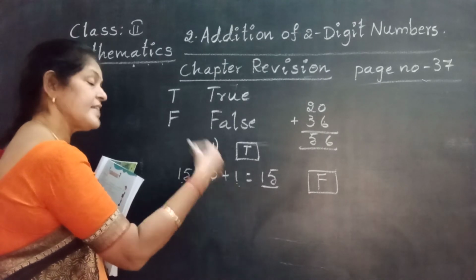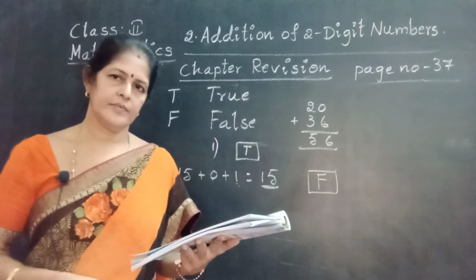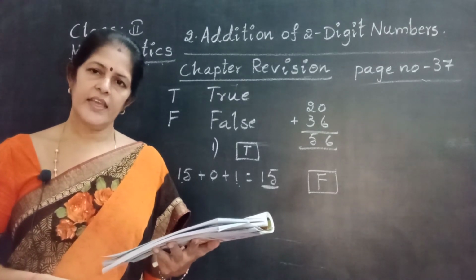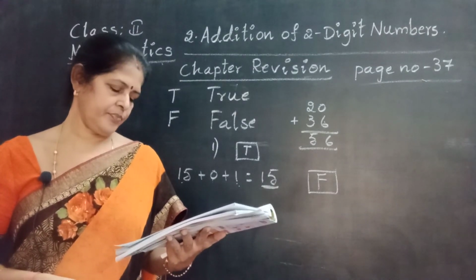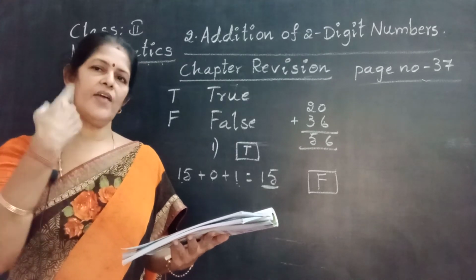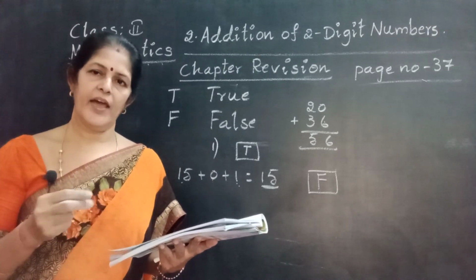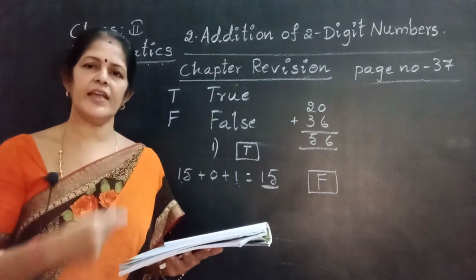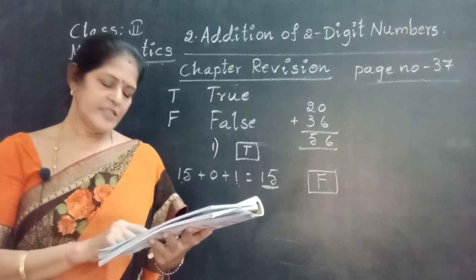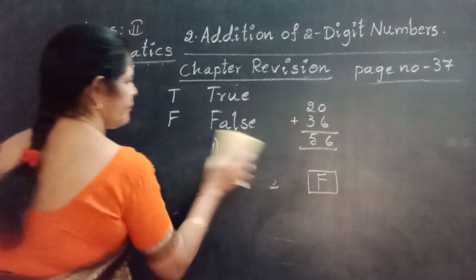15 plus 1, 16. 15 is wrong. Third one: when 0 is added to a number, the answer is 1 more than the given number. If we add 0 to a number, we get the answer after the given number. Is it correct or wrong? Once again, when 0 is added to a number, can I show with an example?